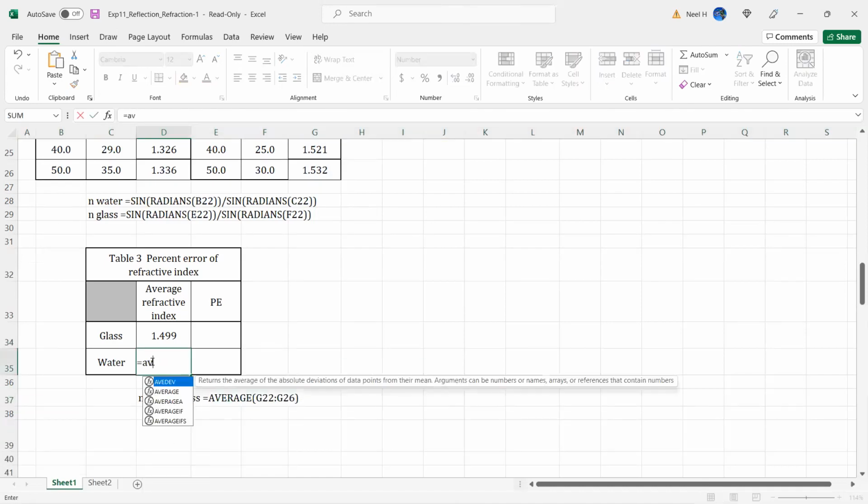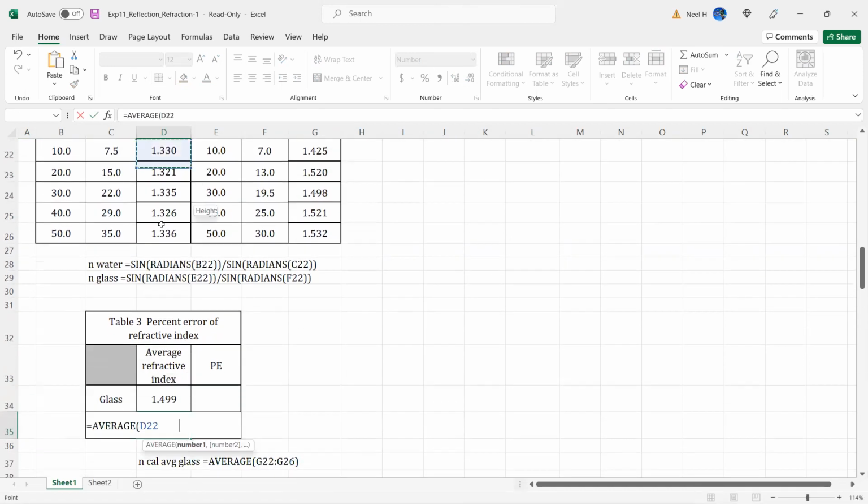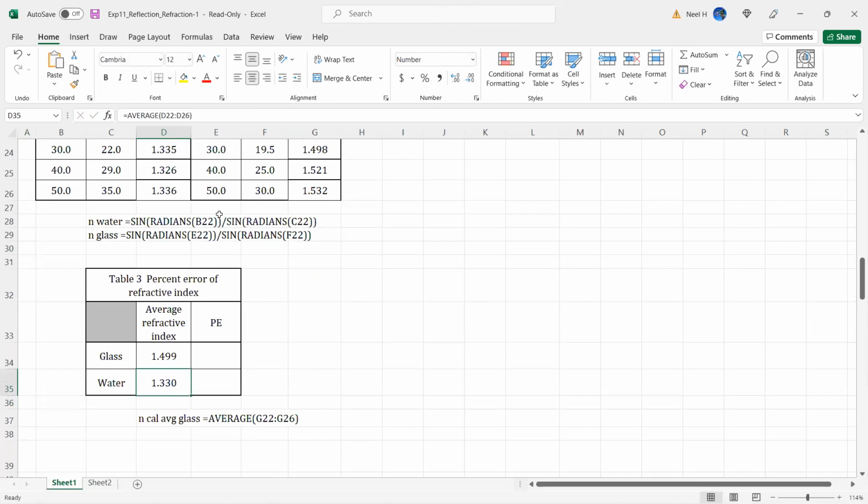Wait, Professor, equal. Yeah, what's up? When you do the average, you know, G22 colon G26, do you have to put the colon in? Yes. Okay. Yeah, that's true. Otherwise, you will not get the calculation correctly.